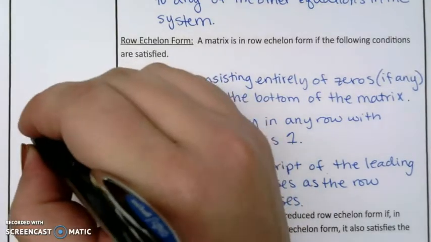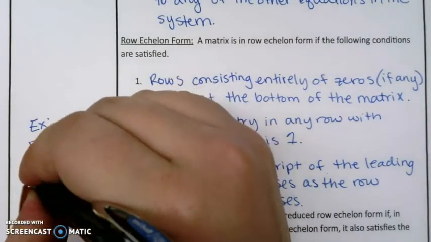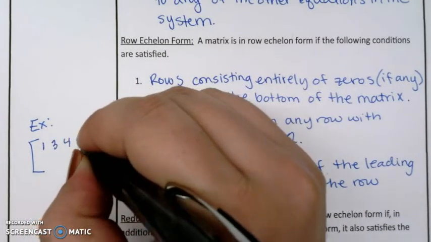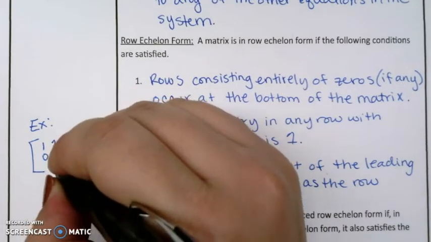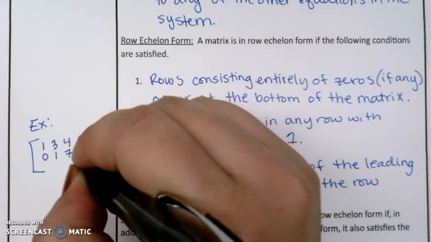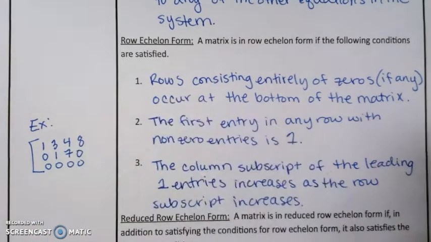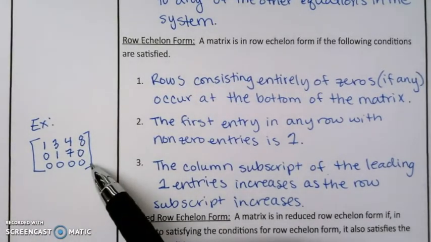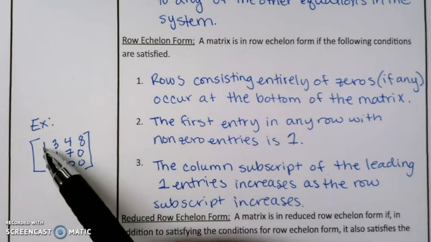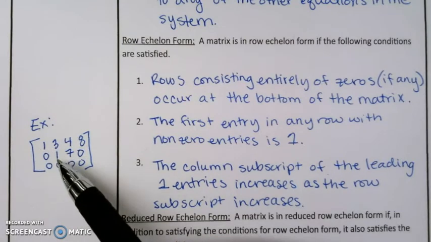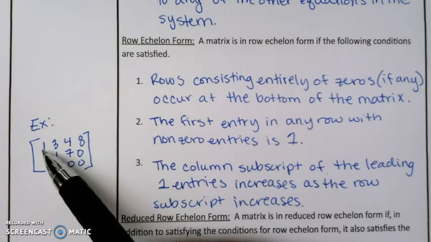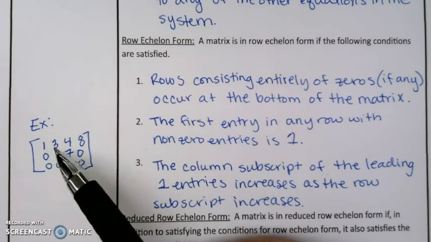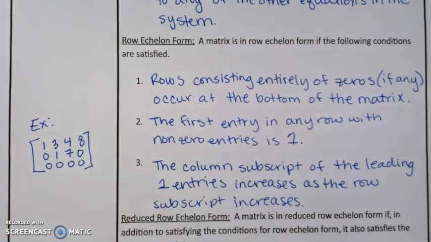So an example would be something like 1, 3, 4, 8, 0, 1, 7, 0, 0, 0, 0, 0. Okay, so the row with all the zeros is at the bottom, and our first non-zero number in any row is a 1, and the ones are kind of decreasing. The subscript is increasing of the column and the row.